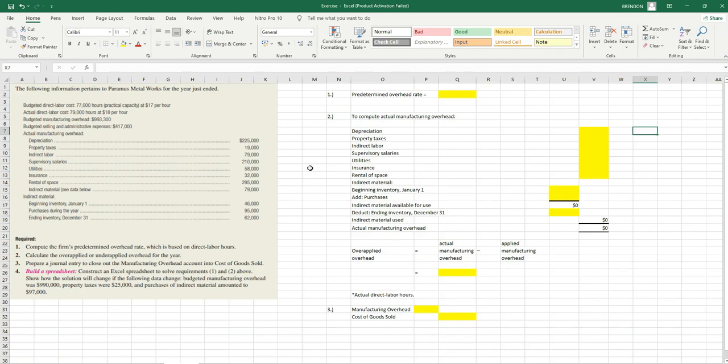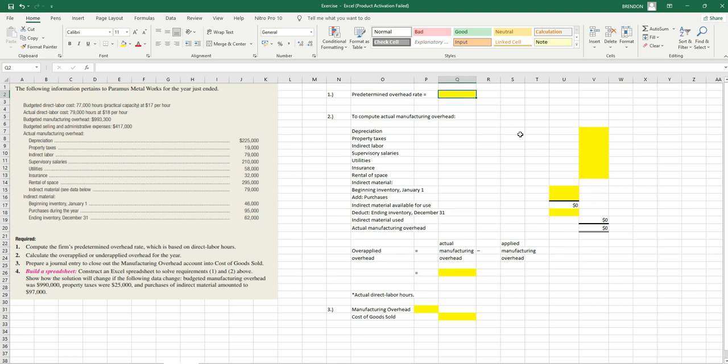Hi, in this lesson, we are going to compute for the predetermined overhead rate. For number 2, we are going to compute the actual manufacturing overhead. And number 3, we are to prepare a journal entry to close out the manufacturing overhead account into the cost of goods sold. So let's start.